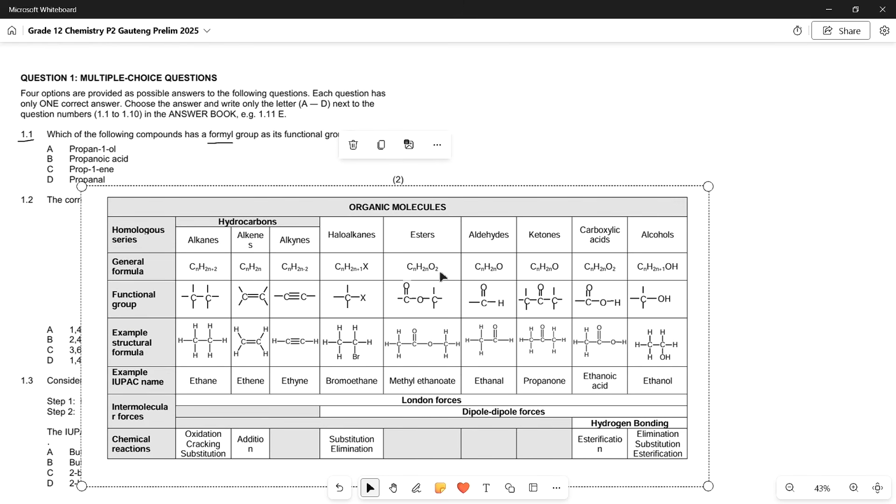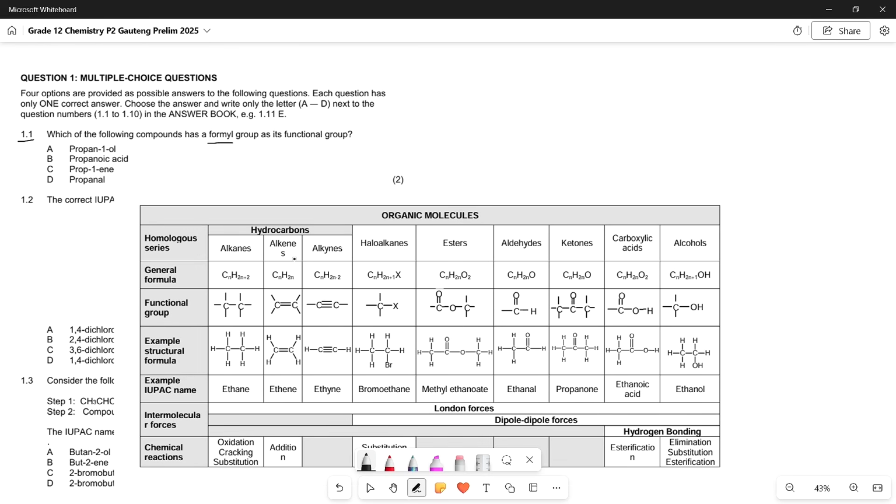So as we can see here on this organic molecules sheet, we have our various different hydrocarbons, our haloalkanes, our esters, aldehydes, ketones, carboxylic acids, and alcohols. And all of these have their own different names, but a formyl specifically has to do with an aldehyde and a ketone, because these guys have carbonyl groups, is the other word for it. So we have a carbonyl, this C with a double bond O over here, and this C with a double bond O over there.